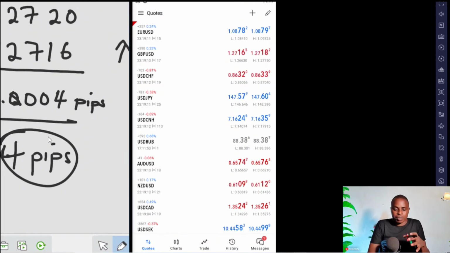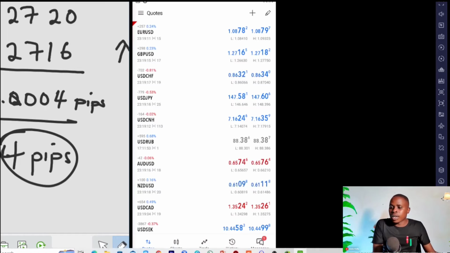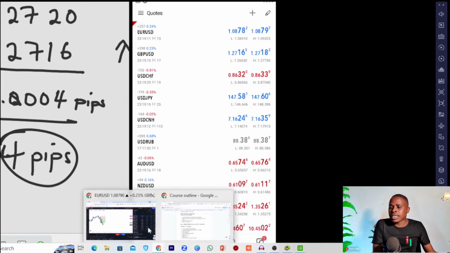So when the market is moving, we calculate the number of pips that it has moved.